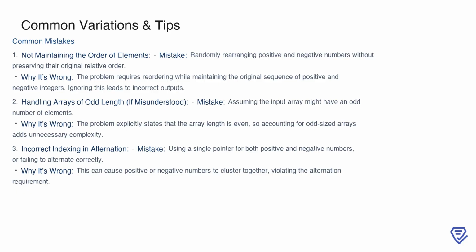Finally, incorrect indexing is a frequent issue. If you use just one pointer for both positives and negatives or fail to alternate properly, it can cause clusters of positive or negative numbers, violating the problem's alternation requirement. These are critical aspects to keep in mind as you work through the problem.